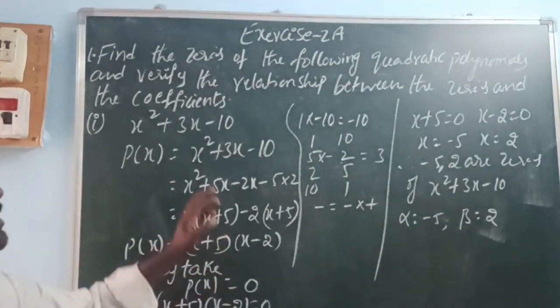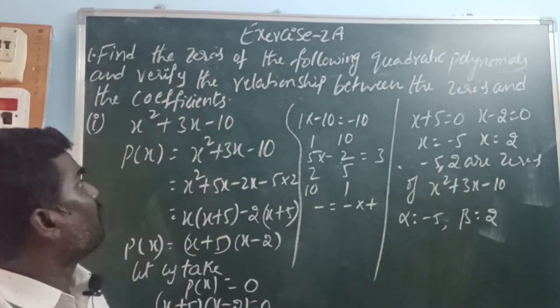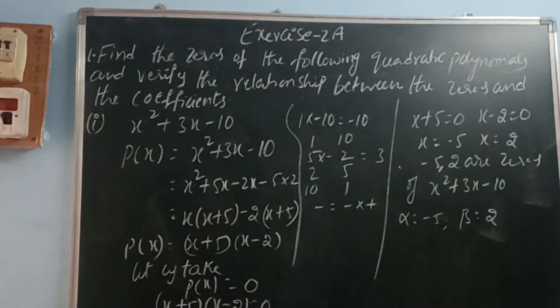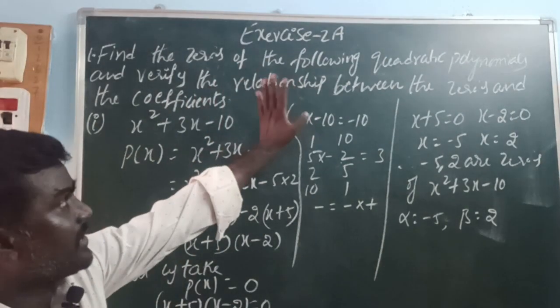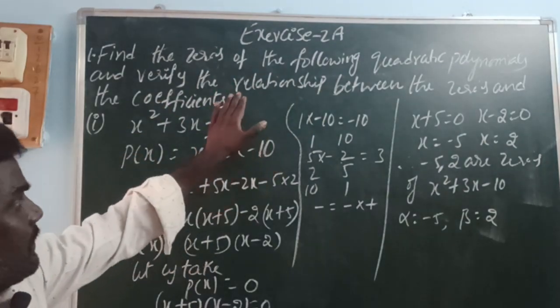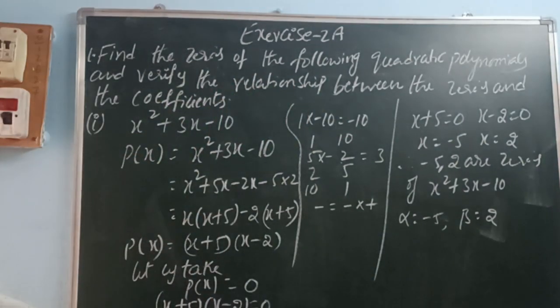Here what is the question? Find the zeros of the following quadratic polynomial and verify the relationship between zeros and coefficients. So first we find the zeros. Next we check the relationship between zeros and coefficients.